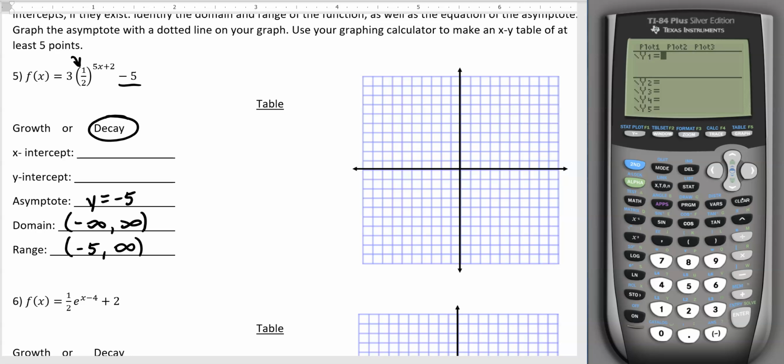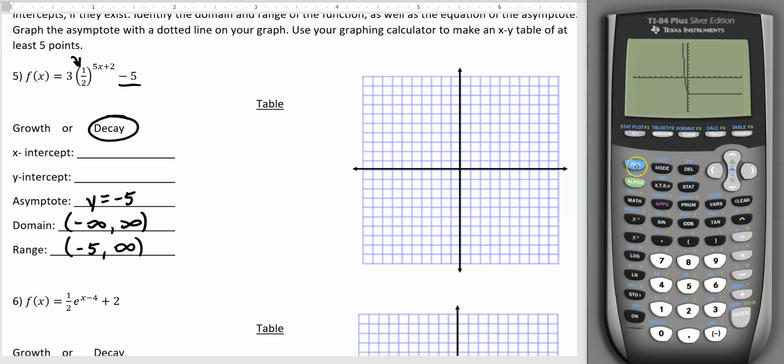This one will have an x-intercept because we moved it down. Now if we were to move it up, we would not have an x-intercept. We'll see what that looks like in a second. So I'm going to type this in: 3 times 1/2 to the exponent 5x plus 2, and then minus 5. And I'm going to hit graph. Wow, look at how quickly it decays before it flattens out. So I'm not going to get a lot of points on this one.